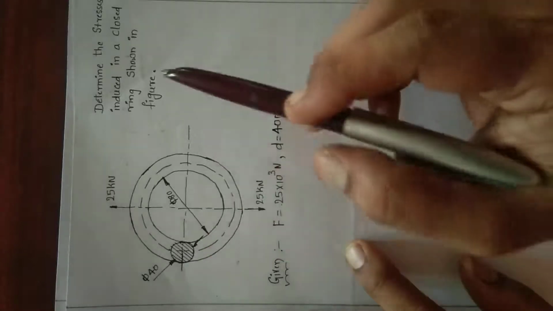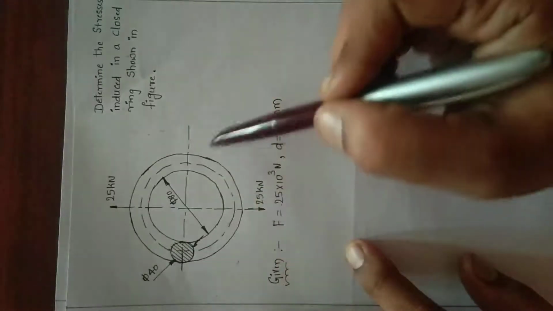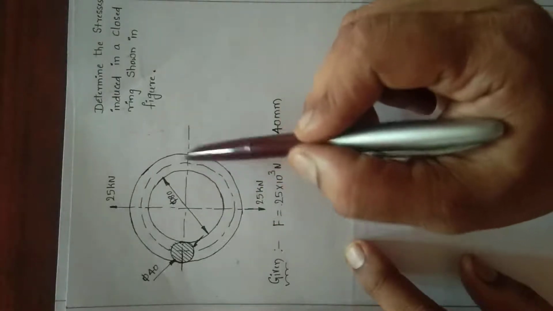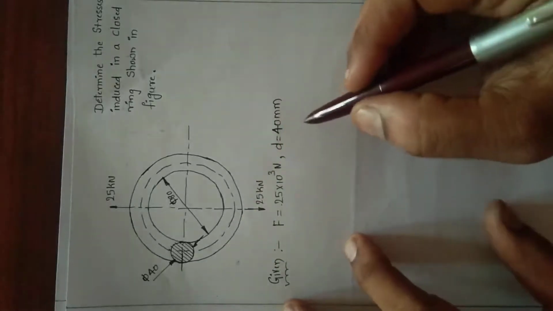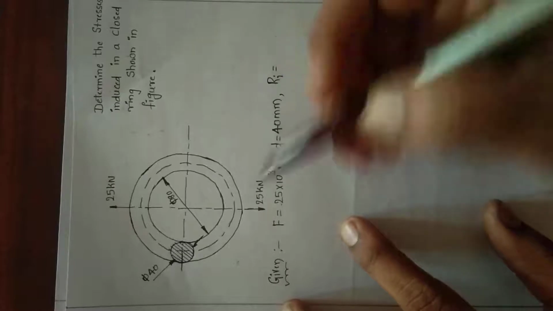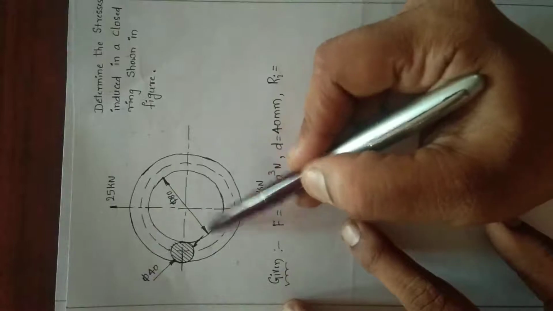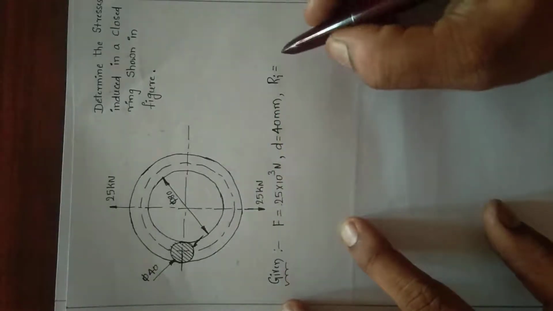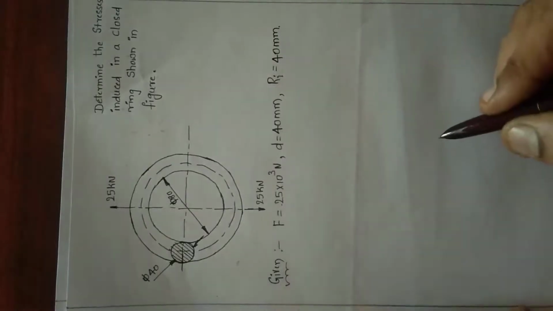Here we need to find the stresses only at this section part. We are not considering the total thing because we have taken only the quarter part, so I need to consider only the section part here. This is the section part, d is 40 mm, and Ri is the radius of the inner fiber. Here the total diameter is 80, so the radius of the inner fiber becomes half of the diameter, which is 40. So Ri is 40 mm. Fine, so this is the given data.